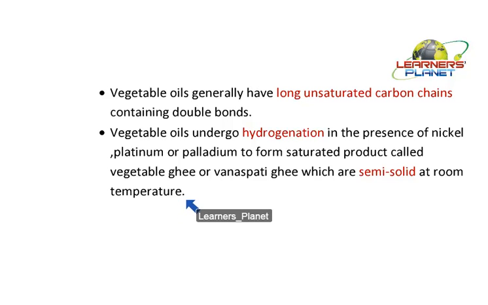So these oils are what? These are liquids at room temperature, whereas the ghee is semi-solid. Why? Because it has what? A saturated carbon chain, or there are no double bonds. Whereas in oils there are double bonds between the carbon atoms.